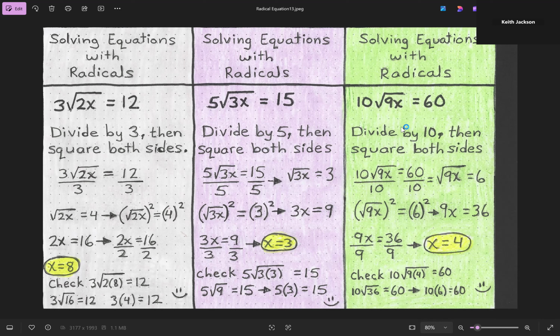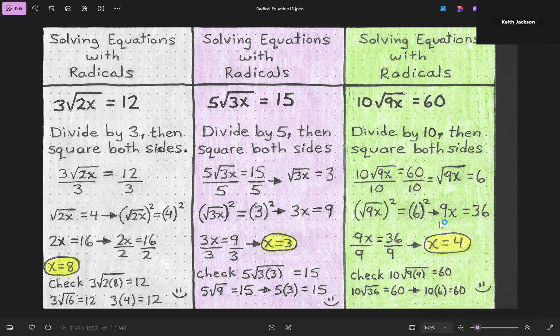Let's take a look at 10 times the square root of 9x equals 60. You already guessed it, we're going to divide both sides by 10. When we do that, we will get the square root of 9x is equal to 6, because 60 divided by 10 will give us 6, and these 10s cancel themselves out. Now all we have to do is square the square root of 9x, and that would free it up and give us 9x. And 6 squared will give us 36.